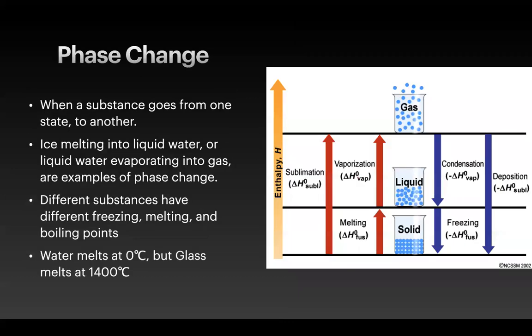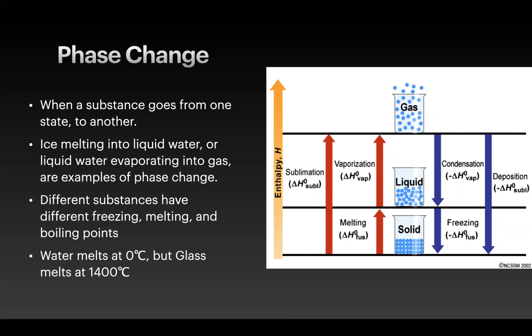So what we're talking about when something melts or evaporates or boils or freezes, those are called phase changes. And in science, there's a lot of interesting things that come from this. Different things melt or evaporate at different temperatures.